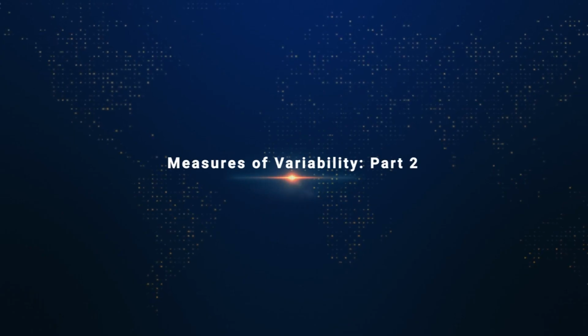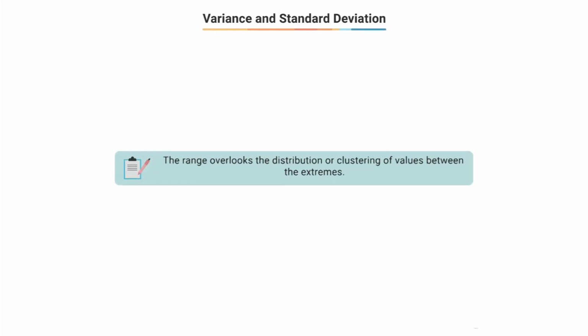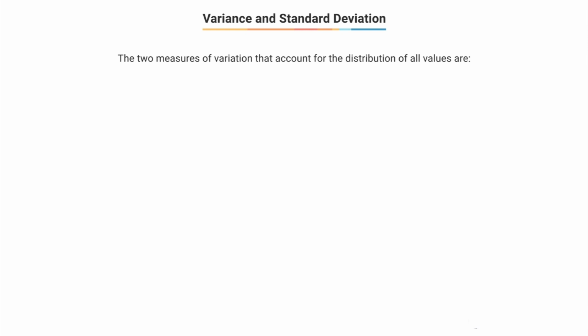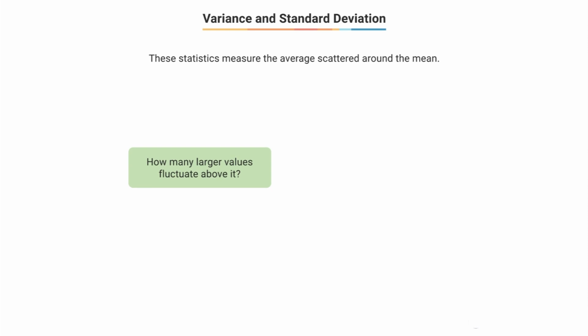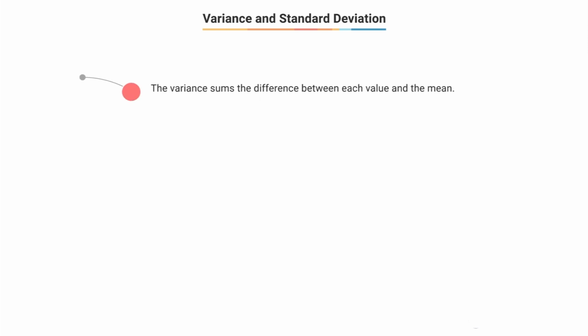Now we'll discuss the measures of variance and standard deviation. Being a simple measure of variation, the range does not consider how the values are distributed or clustered between the extremes. Two commonly used measures of variation that account for how all the values are distributed are the variance and standard deviation. These statistics measure the average scatter around the mean, how larger values fluctuate above it and how smaller values fluctuate below it. A simple calculation of variation around the mean might take the difference between each value and the mean and then sum these differences.